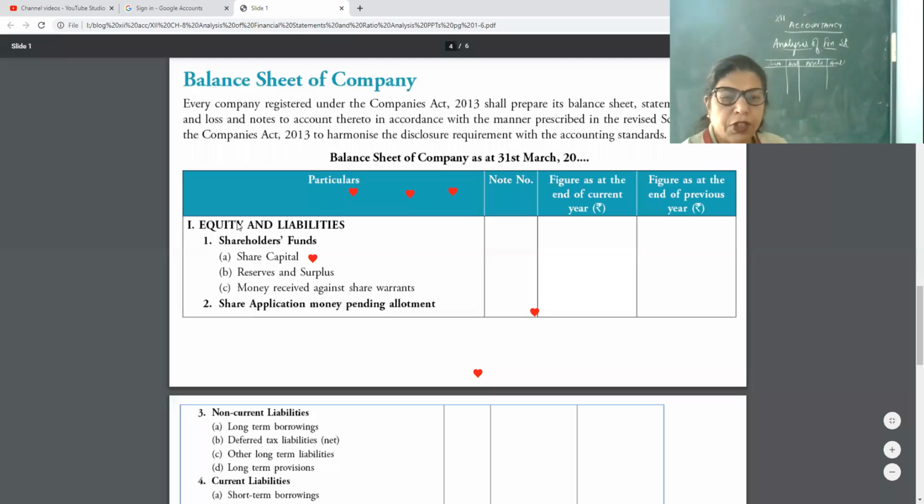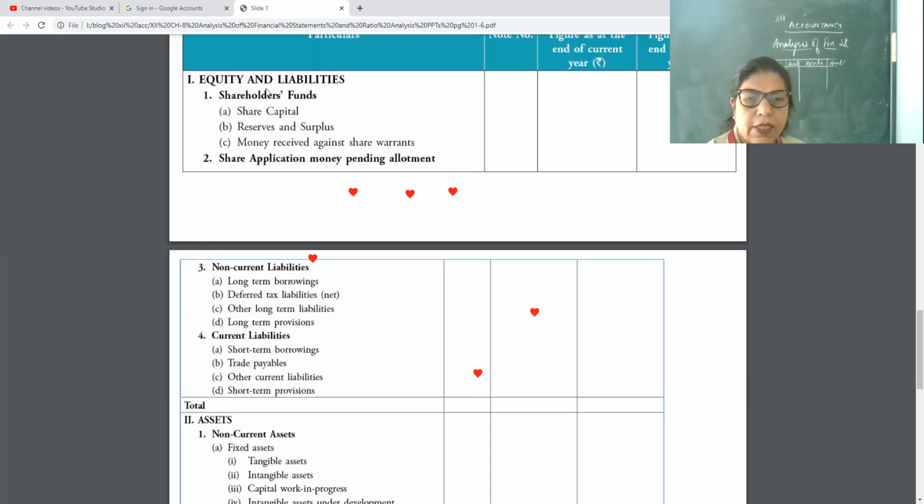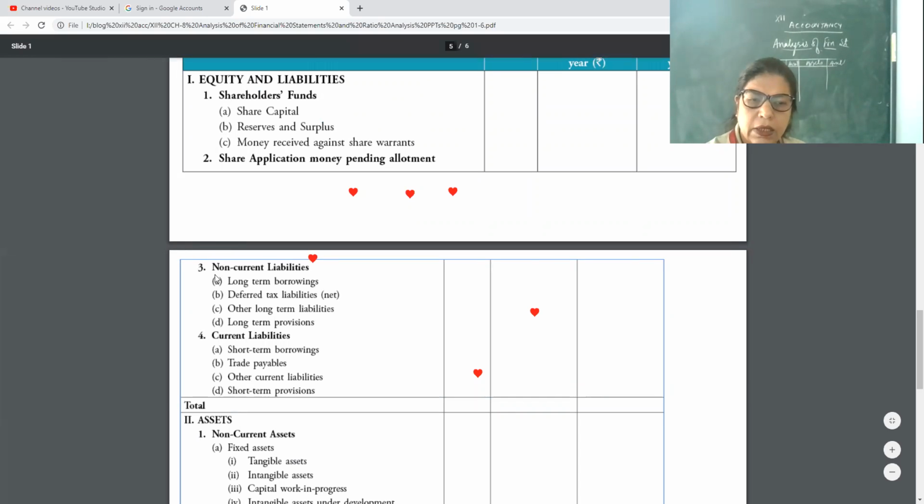See the font: equity and liability is in a bigger font, and shareholders' fund in a little bit smaller font. Then that contains three parts. Shareholders' fund is classified in three parts: share capital, reserves and surplus, money received against share warrant. And then second, share application money pending allotment. So first, equity and liability is divided in four parts. These are the headings, and under that, subheadings. So under the heading shareholders' fund, it is classified in share capital, reserves and surplus, money received against share warrant.